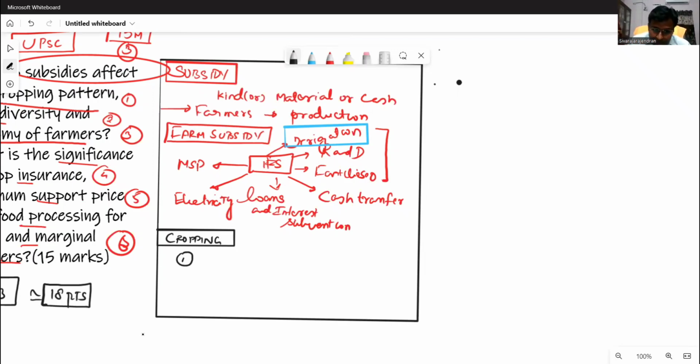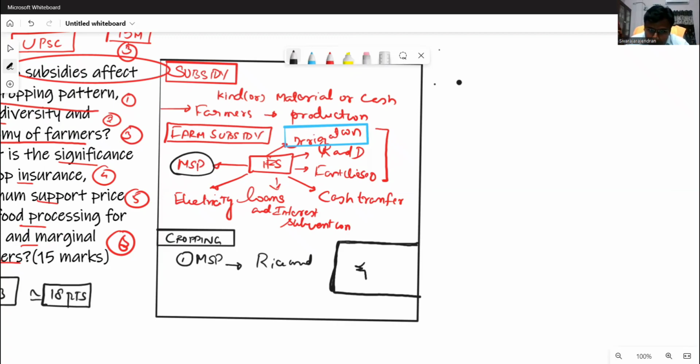I'll start with subsidy, for example MSP. How MSP is affecting the cropping pattern is rice and wheat. And understand this, as I told you, small diagrams. This is a geography based question. Cropping pattern is a geography based question, like disaster management. For a geography based question, you can also draw a small diagram like this.